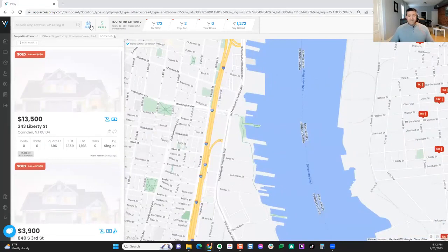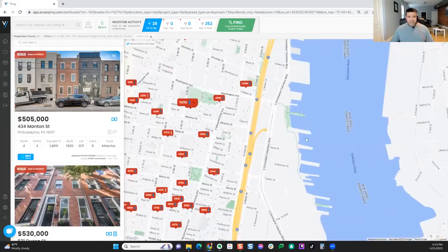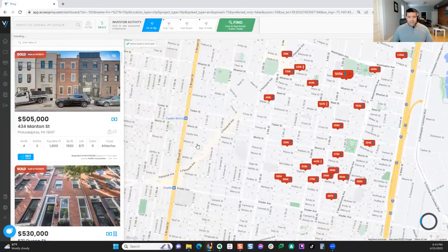So this is the way you can pull lists. You want to make sure you're pulling lists from the specific areas where the activity is. That way you've got the data that you need to prove after repair value to yourself, so you know what offer to write, but also prove to your buyers. Okay, so let's go back here, and I want to show you the next step on how simple it can be to find on-market deals.